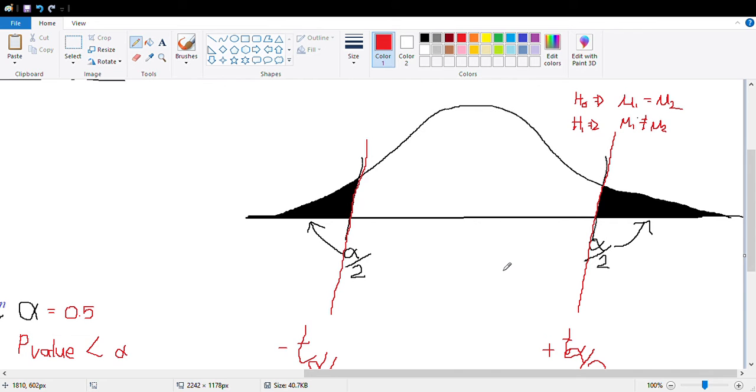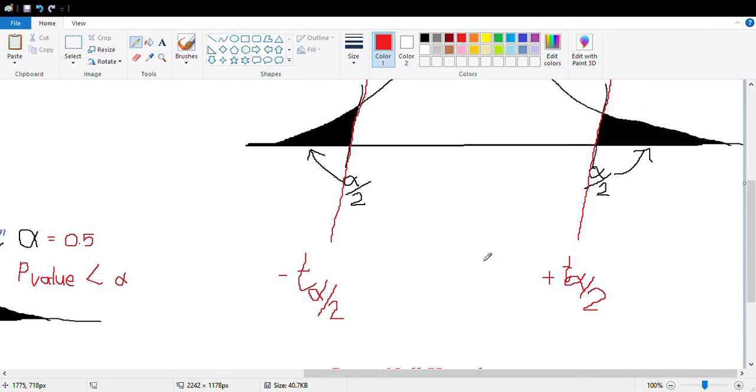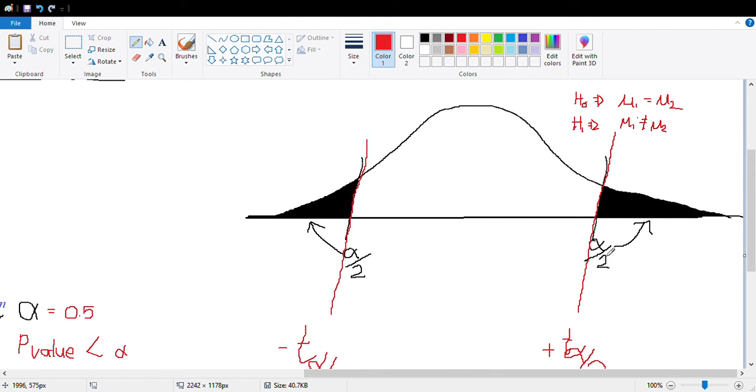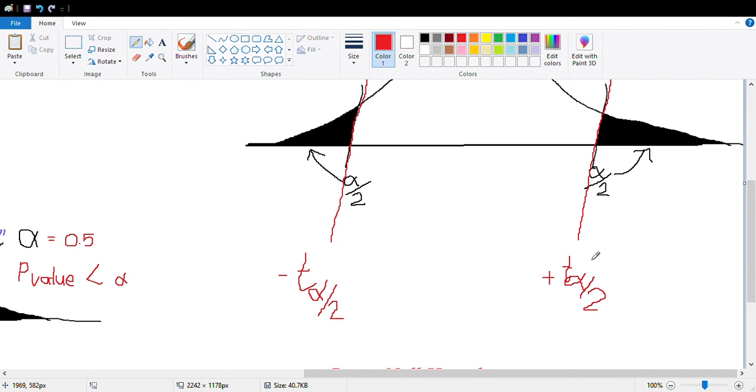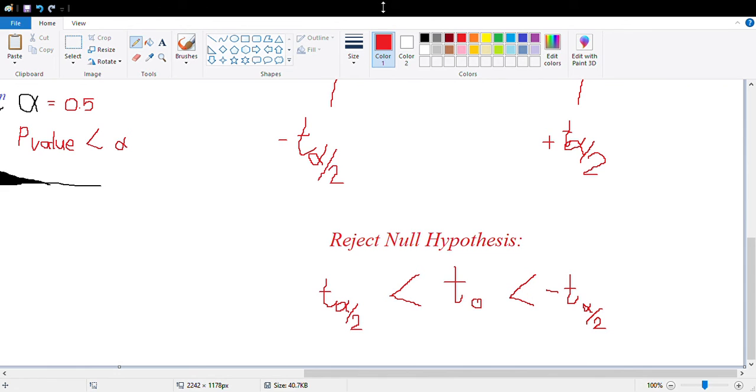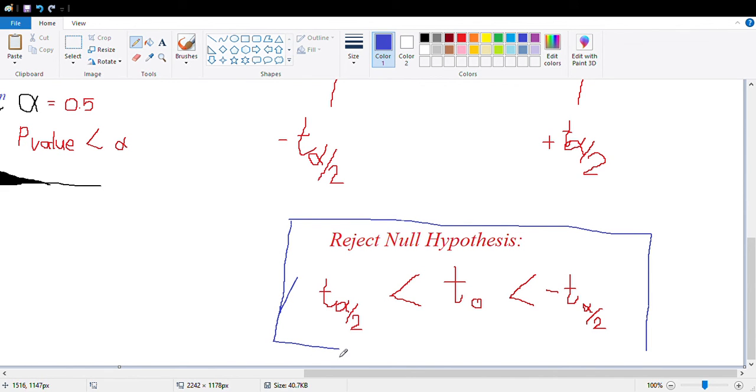In this case, we will just be using t of alpha over 2, with a plus sign for the upper bound, and negative t alpha over 2 for the lower bound. How will this affect our judgment of rejecting the null hypothesis? So this will be our base concept.